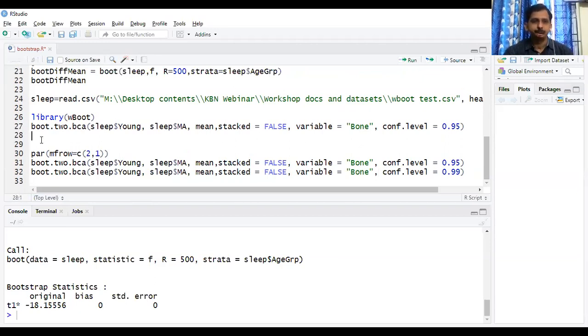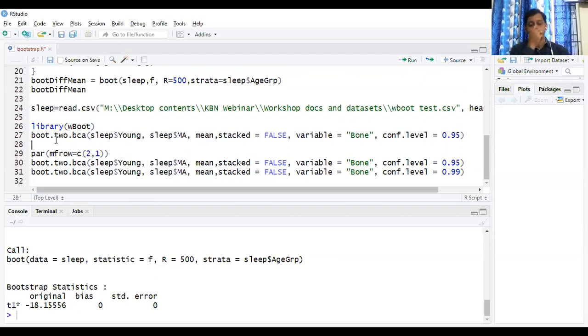This package is quite interesting, and we need to see a lot more. Now there is a package called WBoot. In that, the function is boot.to.bca. Here "2" corresponds to 2 samples.